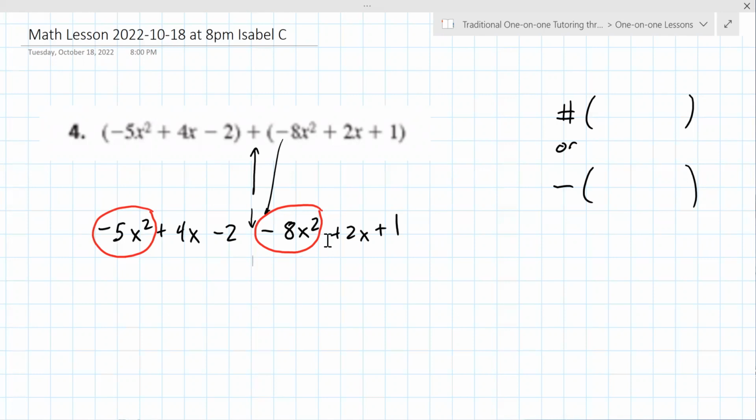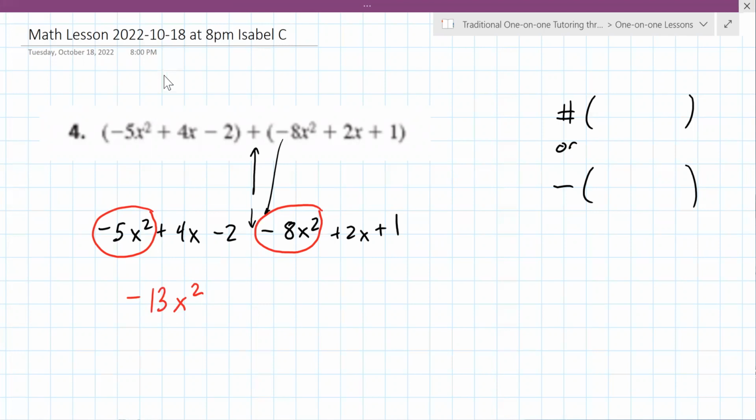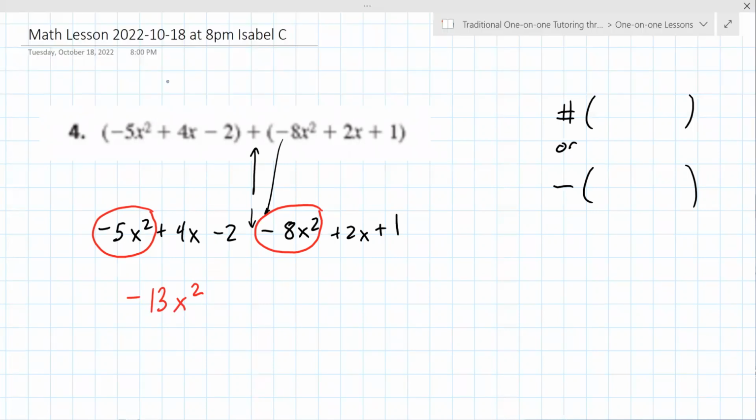What is minus 5x squared minus 8x squared? You combine those together, that's minus 13x squared. And then you grab your next term, you're like, okay, it's plus 4x. Again, I'm taking that operator with it, plus 2x. And you combine those. They're both positive, so you keep the sign, plus 6x.